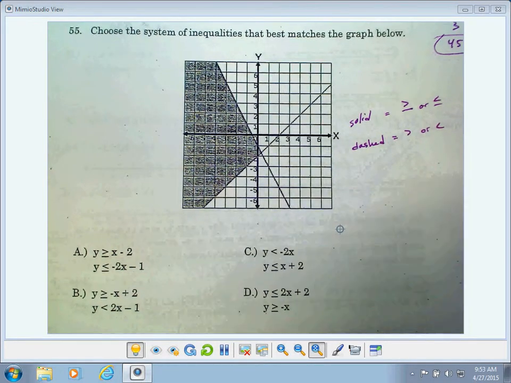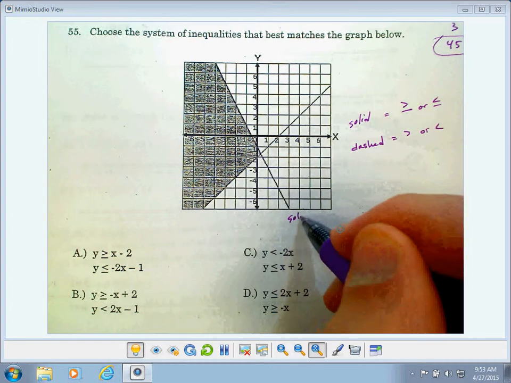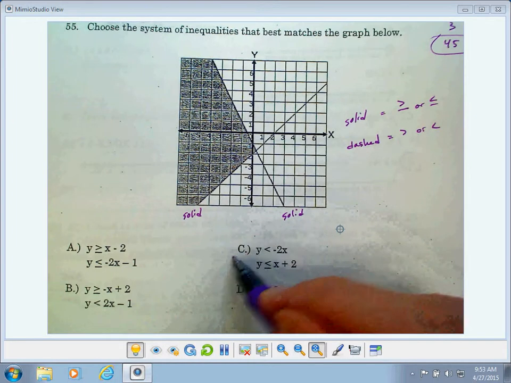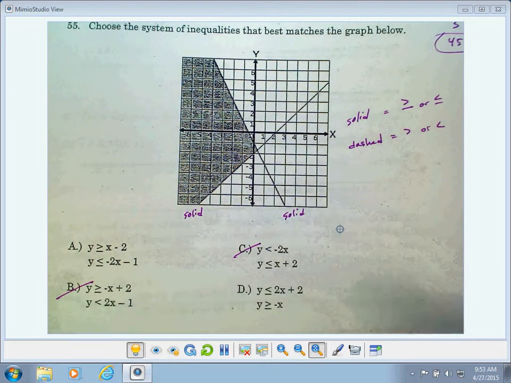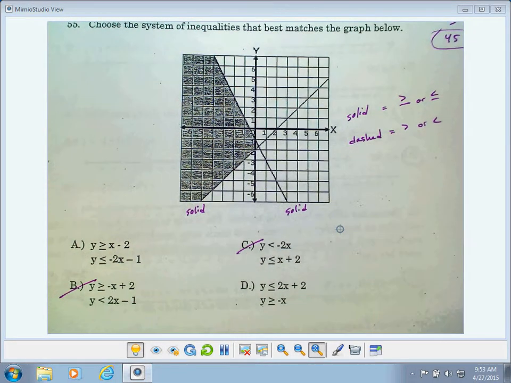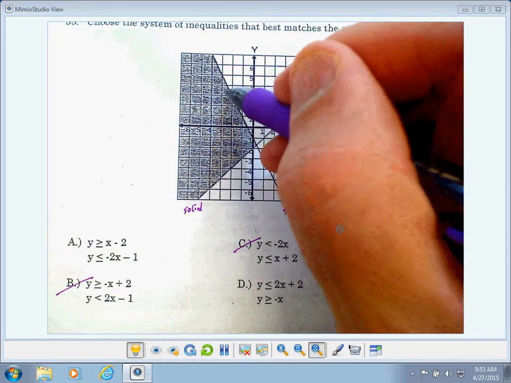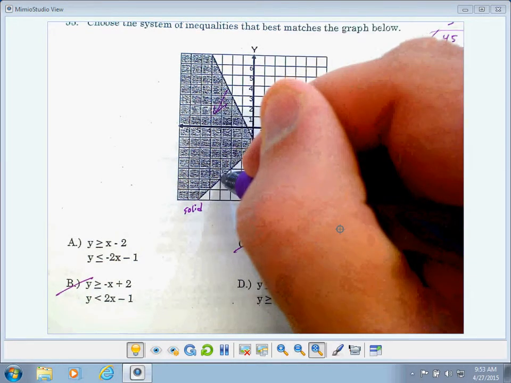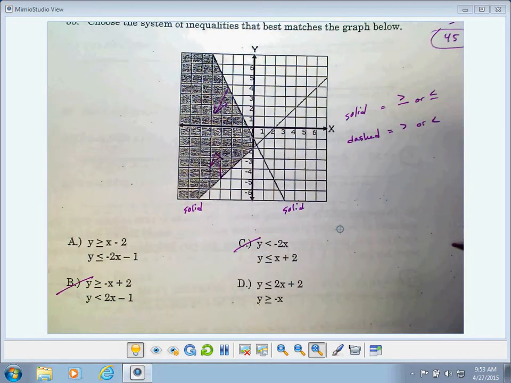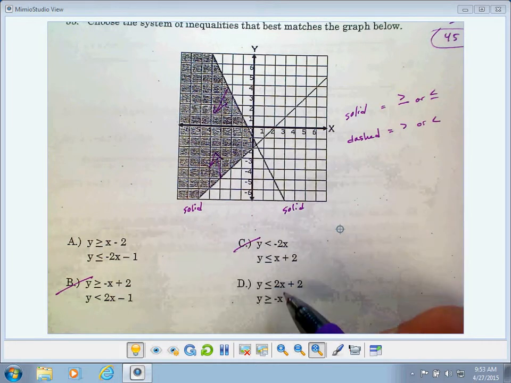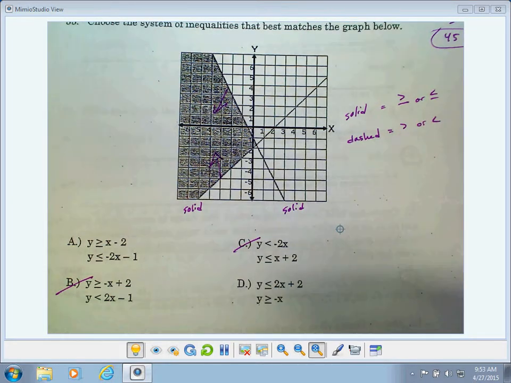So because both are solid, I know that I can eliminate the ones that have regular inequalities in their answers. So B and C are definitely out because of that. Okay, so then I look at one of them and I see on this line the shading would be down from it, and on the other one the shading would be up. So I better have a greater than and a less than or equal to. And so if I look at A, it is greater than and less than, and D is less than and greater than, so we can't eliminate any from that, but it's always a good chance to try it.